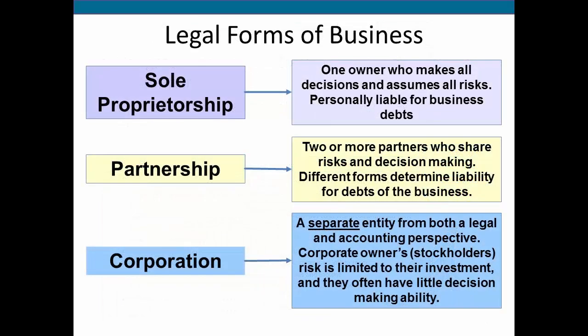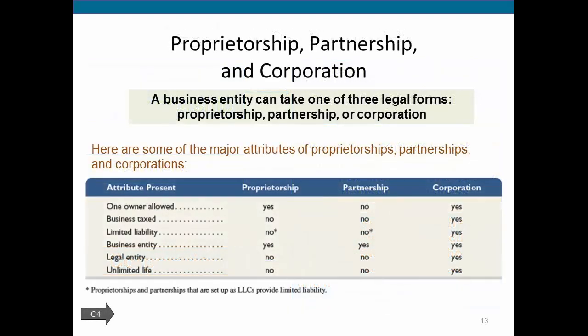A business entity can take one of three legal forms: a proprietorship, partnership, or corporation. We will be focusing on accounting for corporations in this course. For those of you who took Accounting 101, college accounting, you would have learned a slightly different form of accounting, and that for proprietorships. Please review the primary characteristics of each of these types of organizations in your textbook.